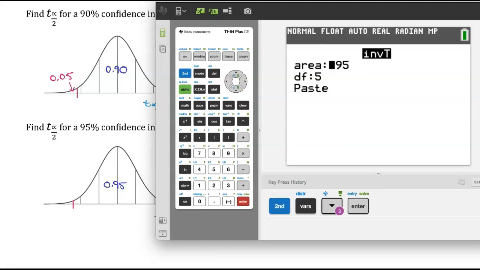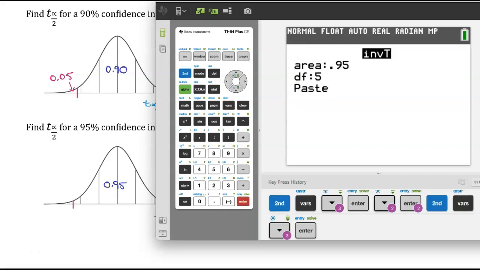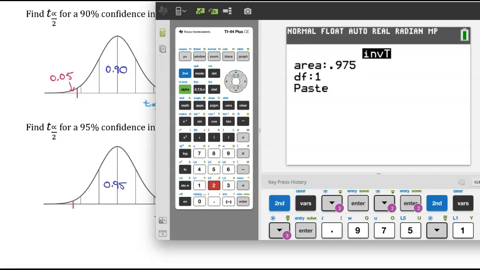You'll need to put in the left area associated with the t sub alpha over 2 value. In our first example, the left area was 0.95 and our degrees of freedom was 5. Rounding to 3 decimal places, we get the exact same t sub alpha over 2 value that we found on our table. For our second example, we have a left area of 0.975 and degrees of freedom 122.